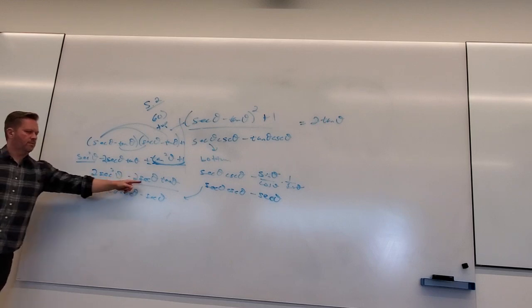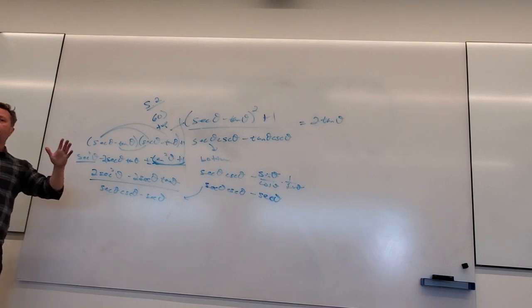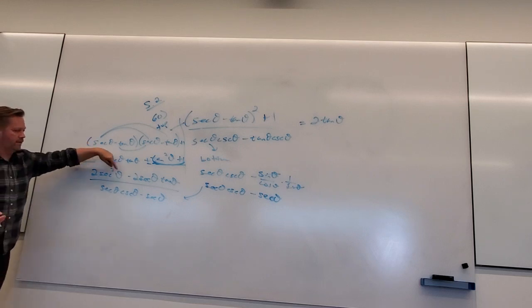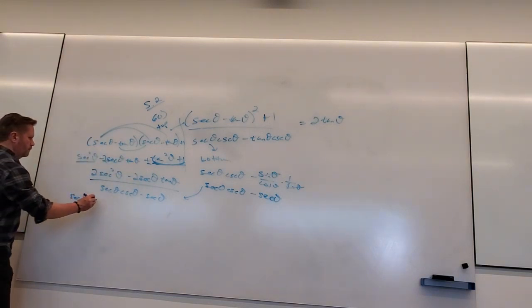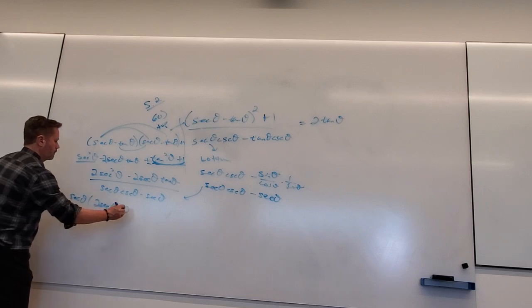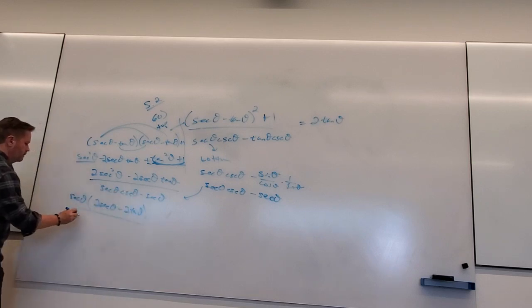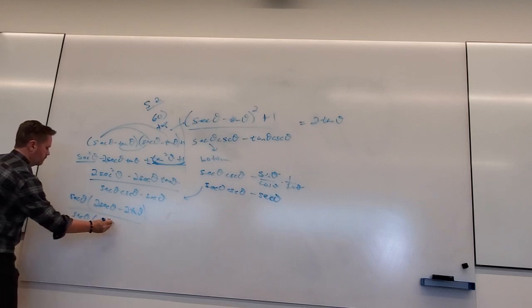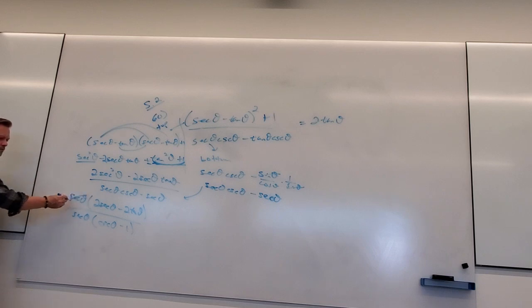What do the top and the bottom all have? They all have secant. They all have secant. So can't I take a secant out of the top? Can't I take a secant out of the bottom? So then these cancel.